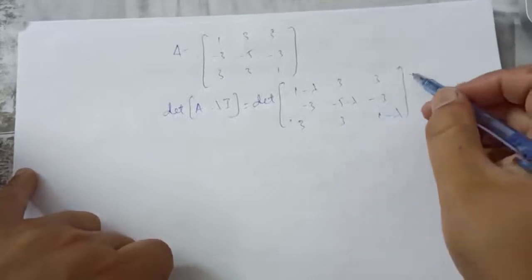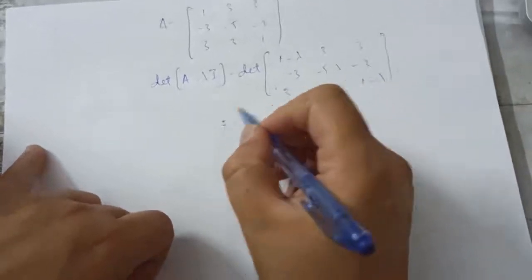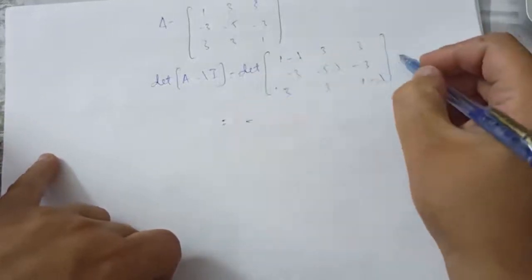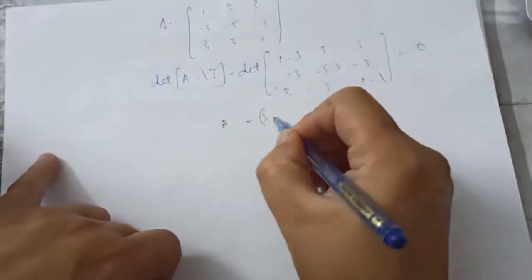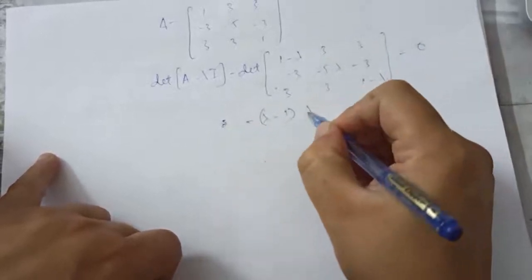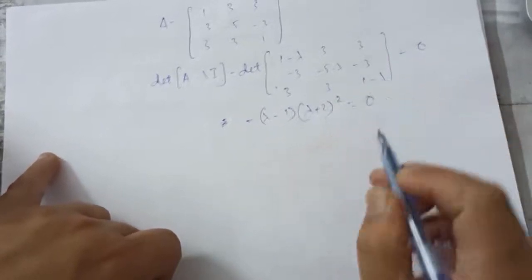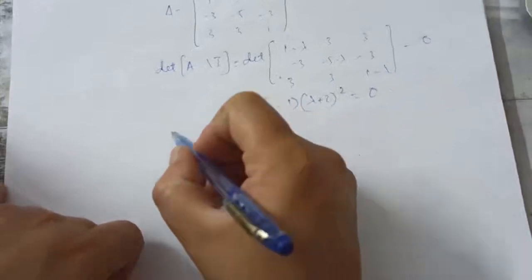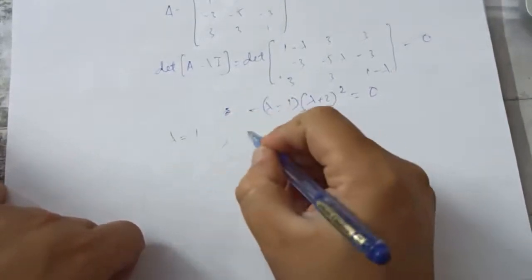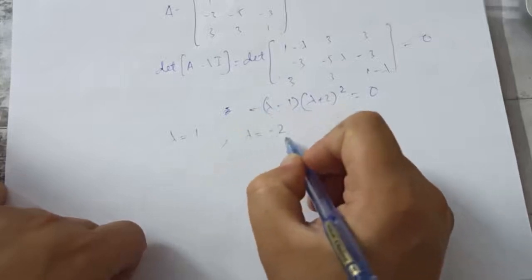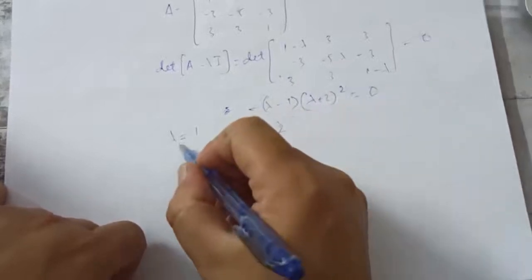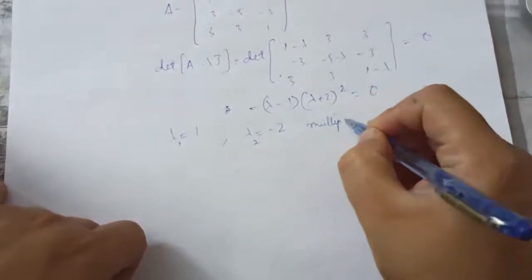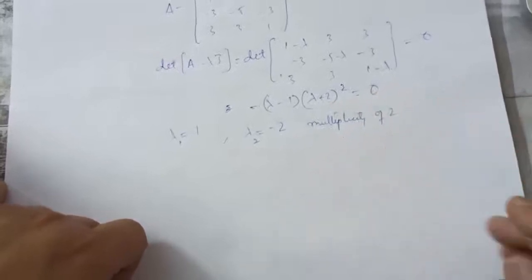Now if you take the determinant and solve it as in your book, the answer you will get is minus (lambda minus 1)(lambda plus 2) whole square equals 0. So it has two eigenvalues: lambda 1 is equal to 1 and lambda 2 is equal to minus 2. The multiplicity of minus 2 is 2, so it has an algebraic multiplicity of 2, right?